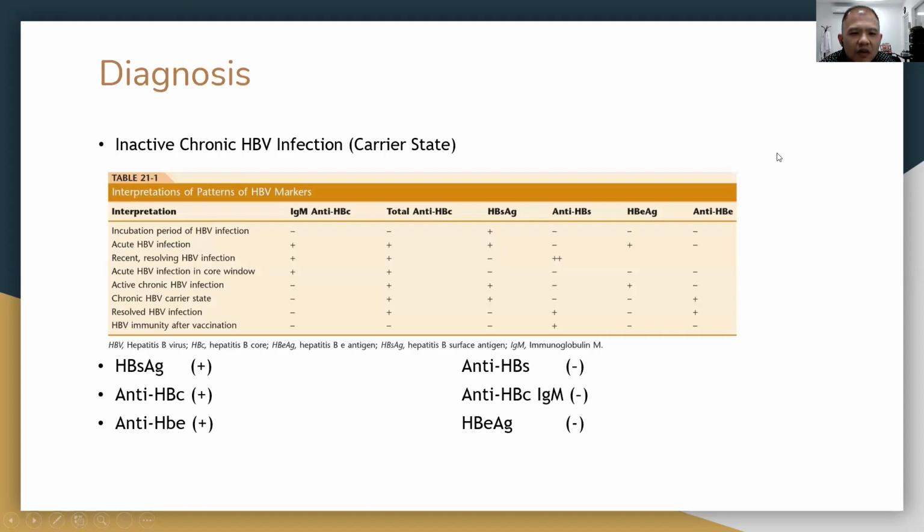You don't have to refer to the table. Actually, you can interpret already based on the hepatitis markers. Okay, carrier because, number one, it's HBsAg positive. Number two, it's a chronic case: anti-HBc IgM is negative, so that means it's not an acute case. Then you have a positive already in your antibody to HBe.